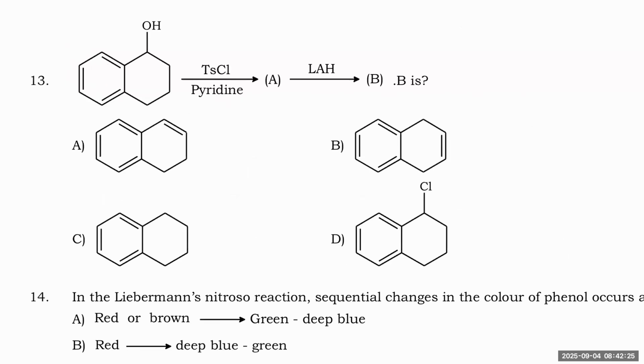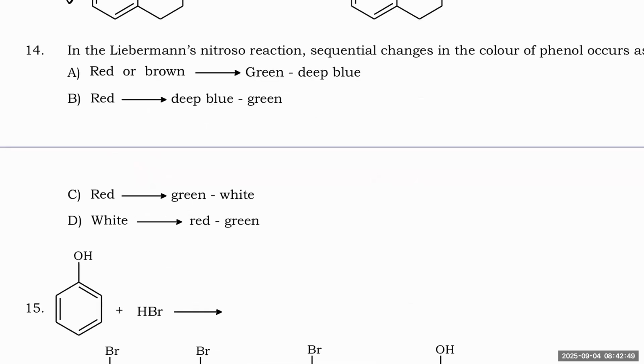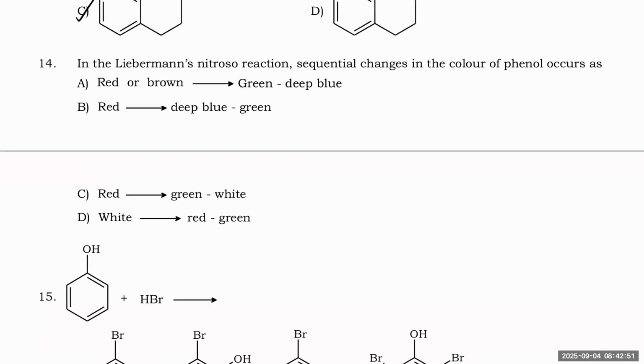Next, A is tosylation. So first we will have the benzene ring connected this way with OTs, and OTs is a very good leaving group. So that will leave and H minus will come. That's how you will get this product. Clear, beta? A, which is option C. Next, Liebermann nitroso reaction: sequential changes in the color of phenol occur as. What is the color that will take place here?